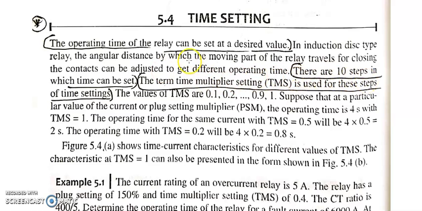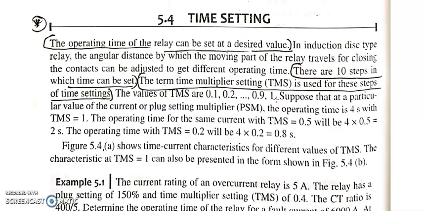There are usually 10 steps in which time can be set. It is called the time multiplier setting, sometimes also called the time setting multiplier. It is used in terms of steps for setting the time. Usually the values of TMS are 0.1, 0.2, 0.3, 0.4 and so on to 0.9 as well as 1.